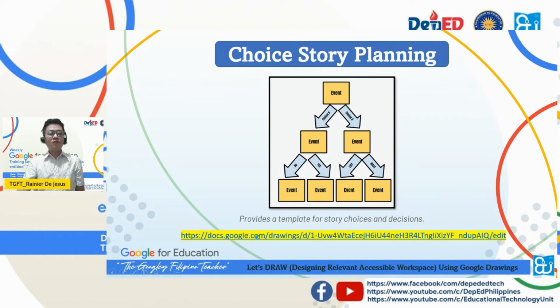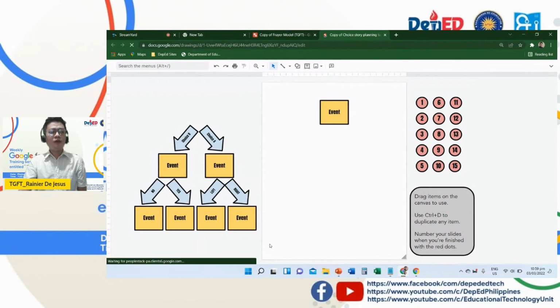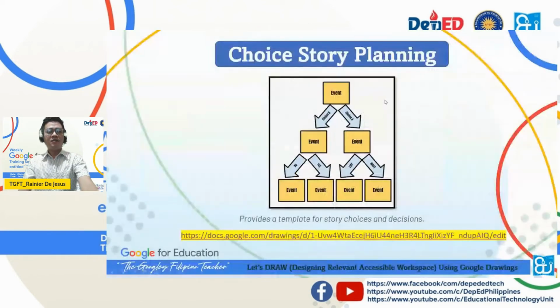Pwede po natin gawing example po ito as template. Ayan, meron po kayo nakita, dear teachers, na nandito po yung event at pwede po itong click and drag like this. May specific tayong example, drag items on the canvas to use. This white part is the canvas. Use Control plus D to duplicate any item. Number your slides when you finish with the red dots. Okay po. Pwede nating i-close na po itong mga templates natin.